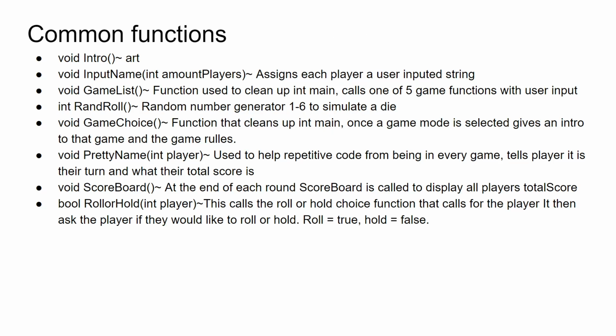In order to clean up the code and to take away repeating functions, we added some common functions. Game list chooses a game, random roll, and roll, simulates a die 1 through 6. Scoreboard displays the score of each player at the end of each turn, and input name stores the name of each player. These are important because they're used in every single game, so they're needed to be put under common functions so it doesn't go into every function.